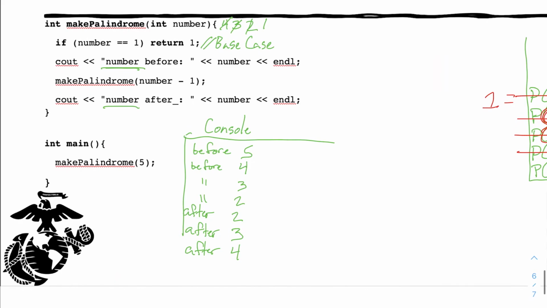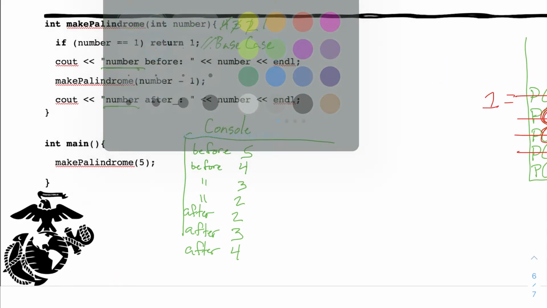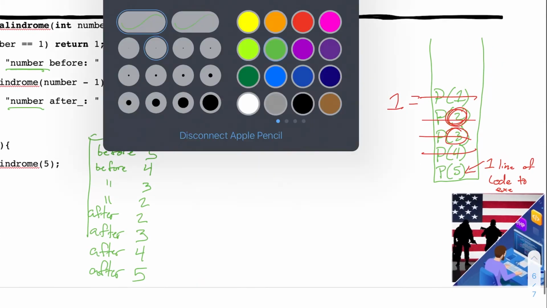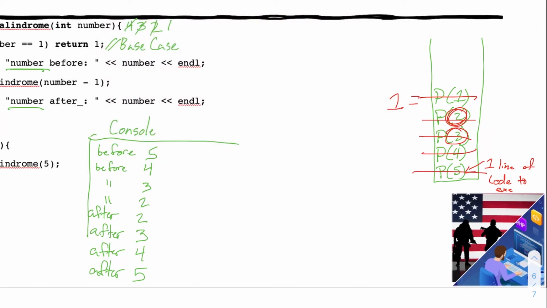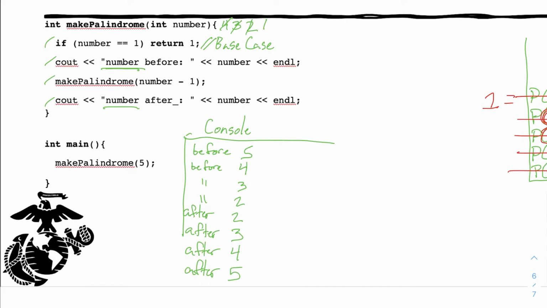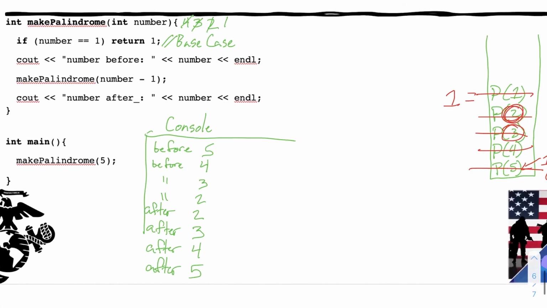And now we're on our last item of 5. So now we want to print, do it in our green, after 5. So now we've completed all the lines of code. We come over here, pop this item off the stack. We've popped everything off the stack. Our stack is empty. Because our stack is empty, we have executed all lines of code to be executed. We are now done. So we've popped everything off the stack to be completed.